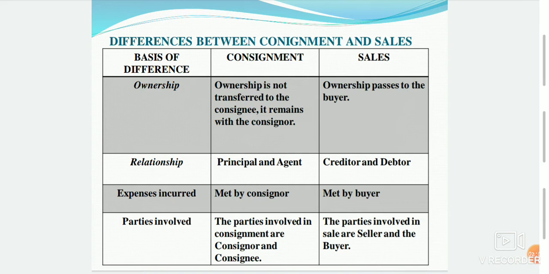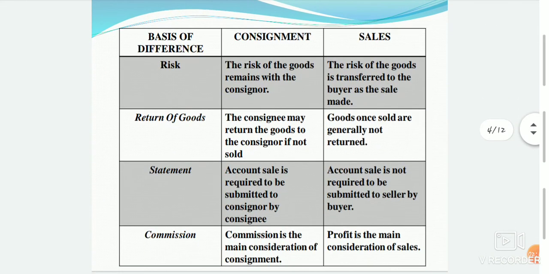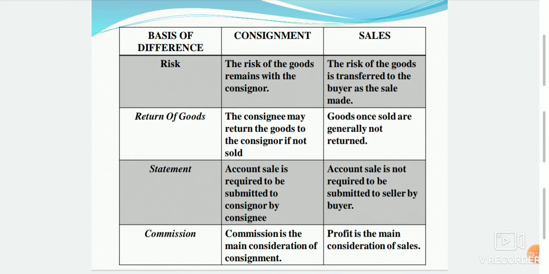And the fourth one, parties involved. In consignment, the parties involved are the consignor and the consignee. In sales, the parties are the seller and the buyer. The next one, risk. In consignment, the risk of the goods remains with the consignor. The risk of goods under consignment is always with the consignor, not the consignee. In sales, the risk of the goods is transferred to the buyer as the sale is made. When the sale is made, the risk is transferred to the buyer.